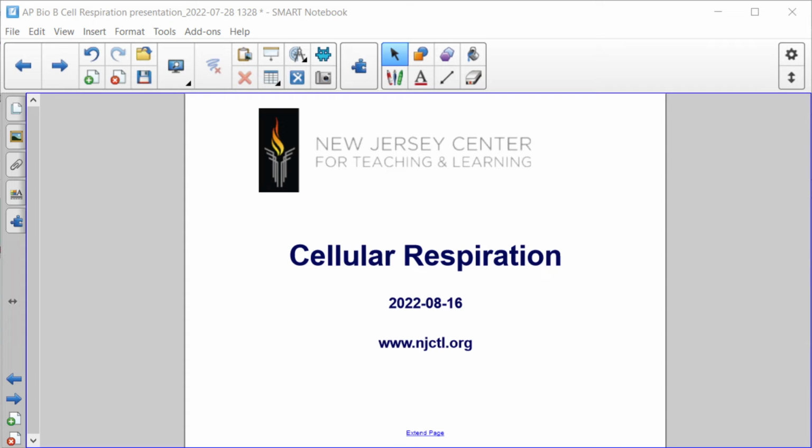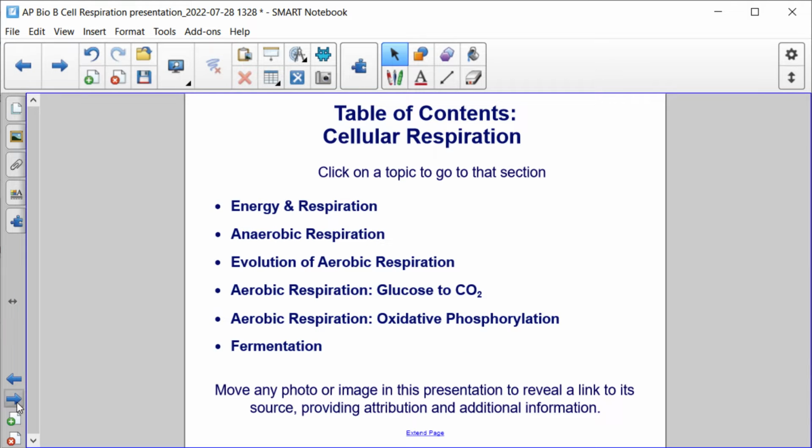In this unit of AP Biology, we are going to be discussing cellular respiration. We will cover the following topics: energy and respiration, anaerobic respiration, the evolution of aerobic respiration, aerobic respiration glucose to CO2, aerobic respiration oxidative phosphorylation, and finally fermentation.